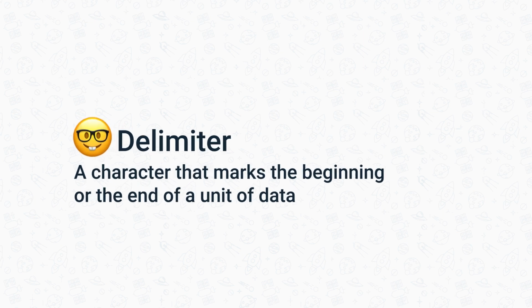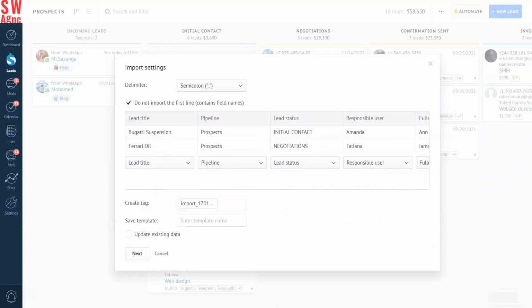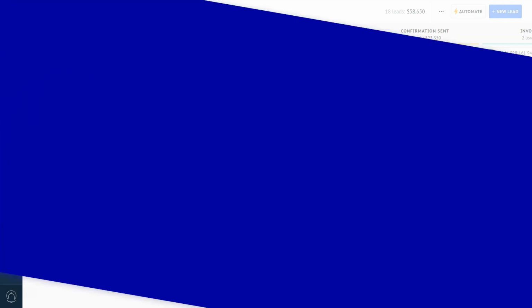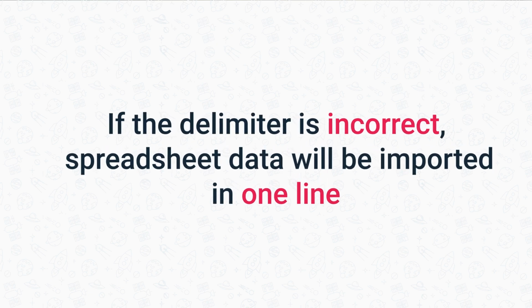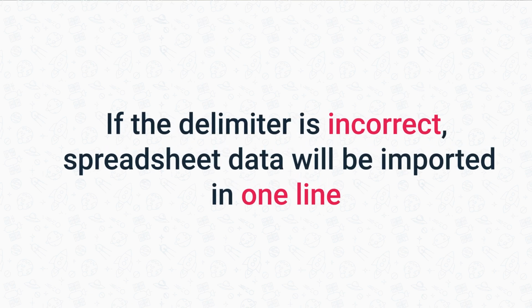First of all, a delimiter is a character that marks the beginning or the end of a unit of data. The system chooses it automatically, depending on the format of your file. For example, CSV files are separated by a comma. If the system doesn't choose the delimiter correctly, make sure to switch it to the right one. In case the delimiter is chosen incorrectly, everything will be imported in one line. Now that's not something that you want.